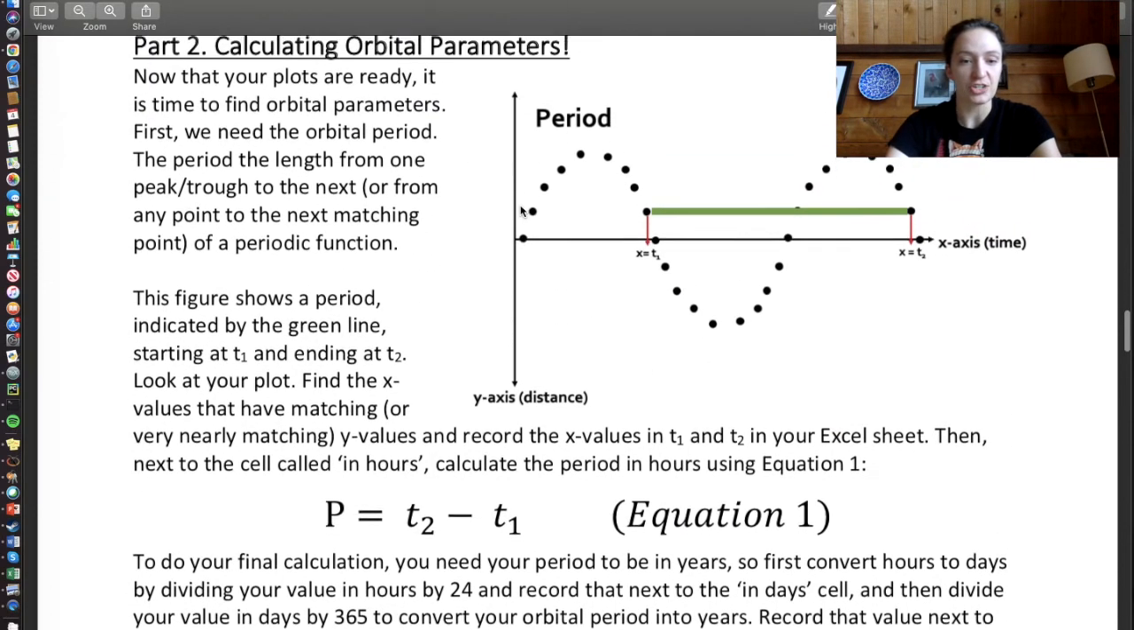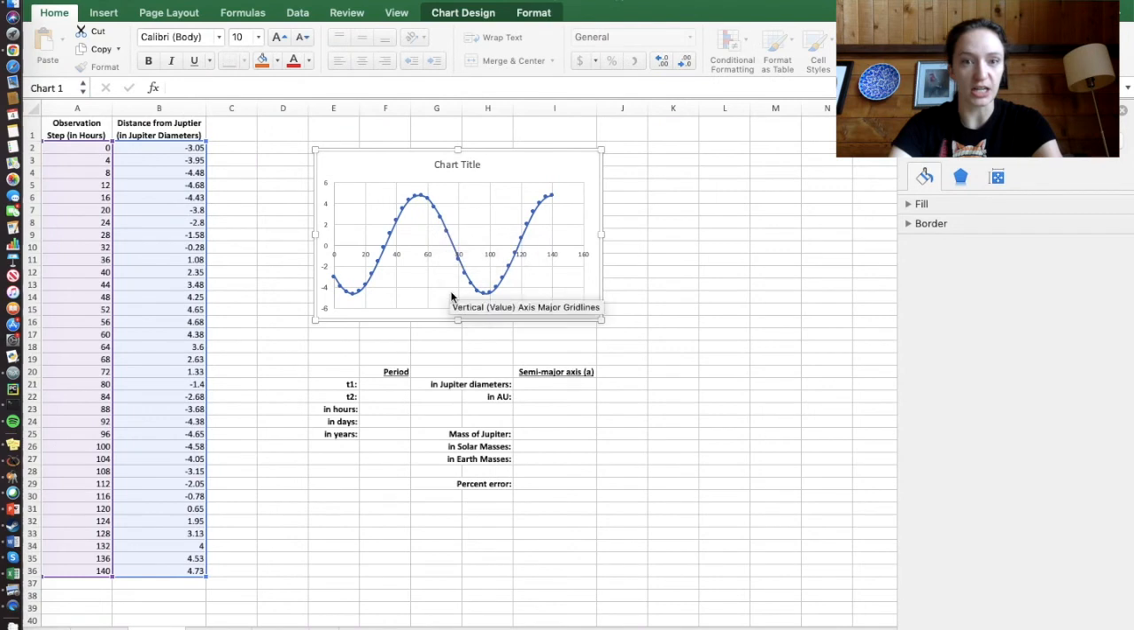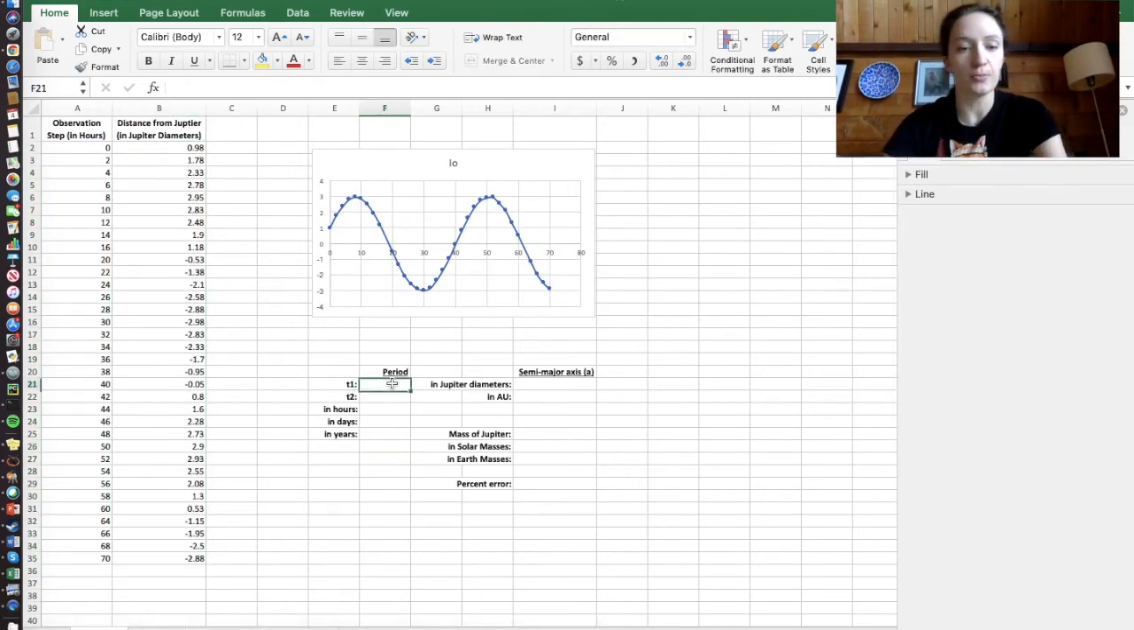So now you're going to actually start your calculations, and all of these paragraphs go over exactly how to do that. I'm going to go over it with you too. We're going to start off with Io, because that's just the first one. You're going to start in your period column with T1 and T2. What you want to do is look at your values in the distance from Jupiter column and find 2 values that are similar.